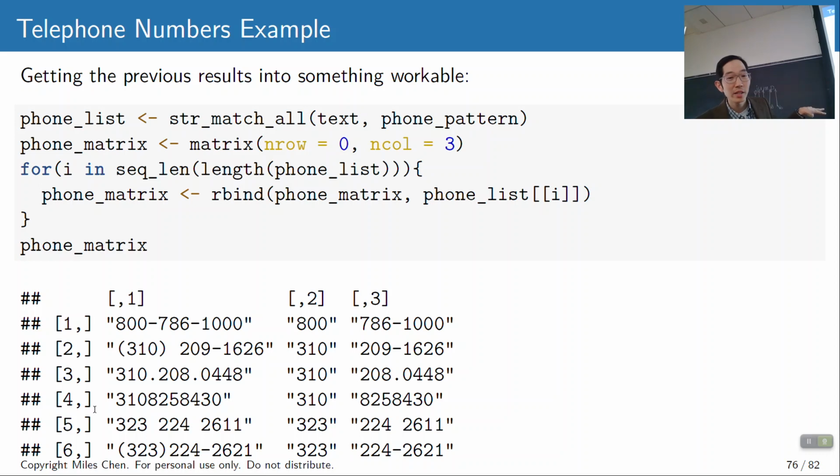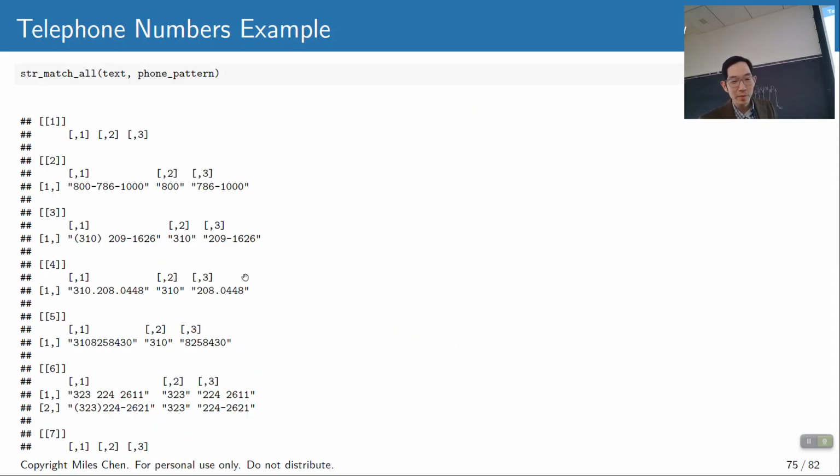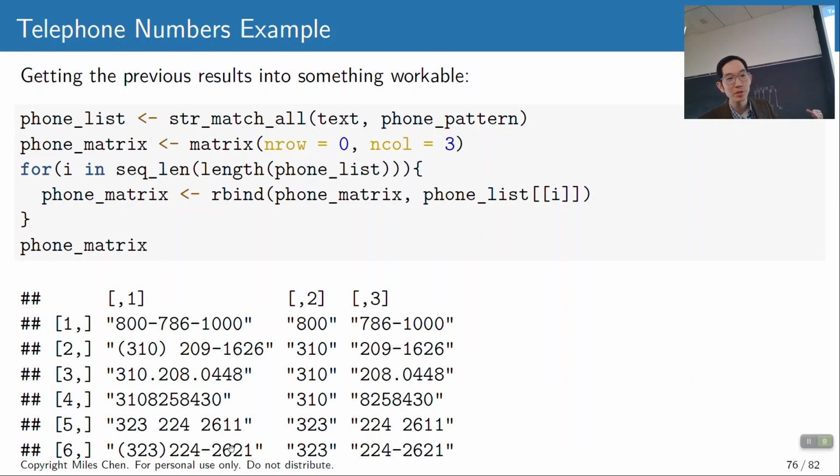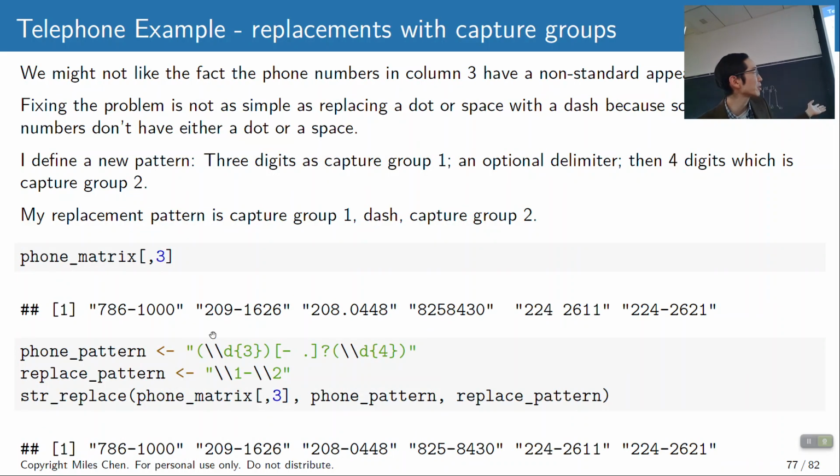Okay, and so anyway, we can kind of work through this, and here I'm going to use string match all, extract all of those things, and then combine them back into a single matrix. And then if you hate the fact that these things are formatted differently, we could then go through and try to do some cleaning up, right? And so here I'm saying, here's a capture group, here's the optional dot, space or dash, and then followed by another capture group, and then I want to replace that with a number dash number, right?